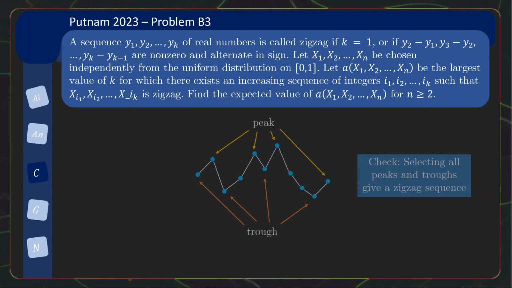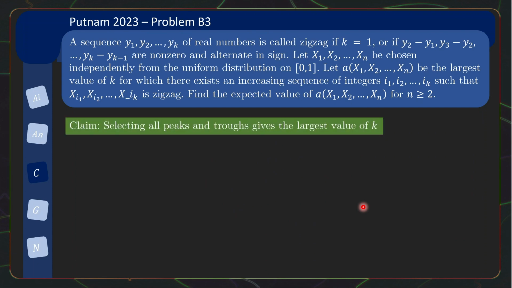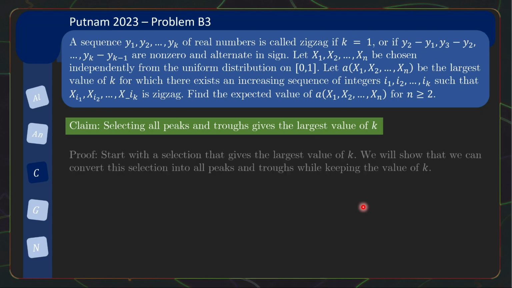Why do we bother with this part? So it turns out that selecting all peaks and troughs actually gives the largest value of k. Now, I'm not saying that any path with the largest value of k must be formed by selecting all peaks and troughs, but selecting all peaks and troughs is one possible way to get the longest zigzag subsequence. So let's prove this claim.